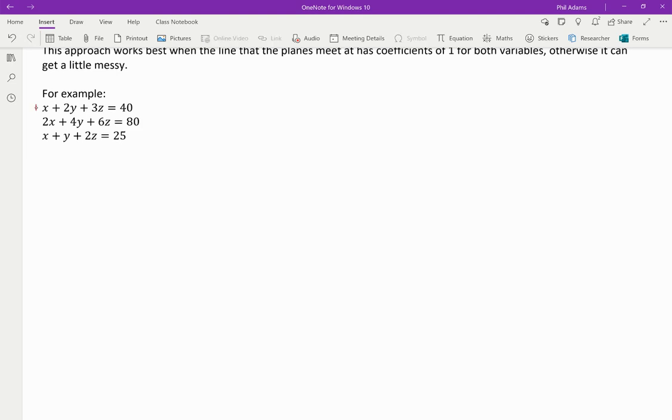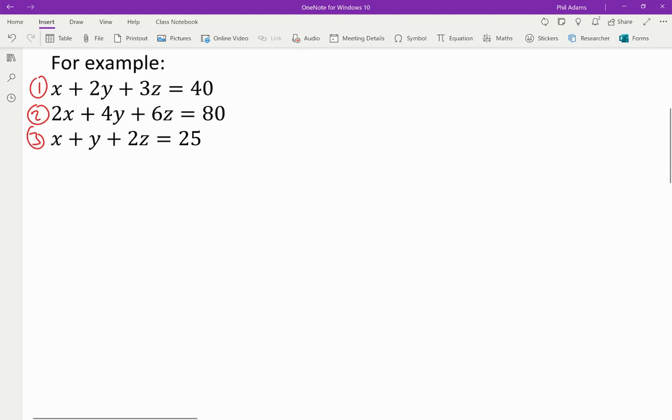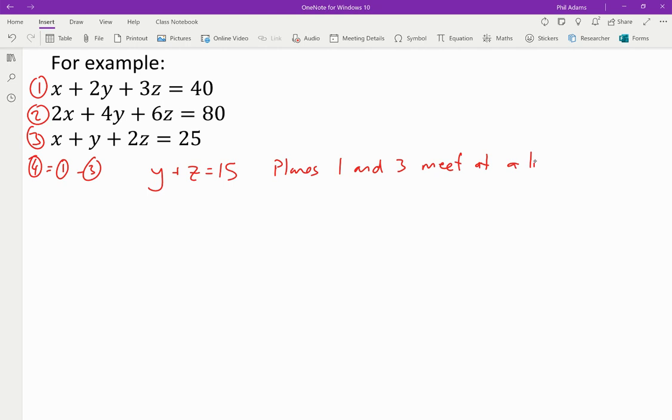So I'm just going to number the equations to begin with. In fact, I might even zoom a little bit so you can read more easily. And I'll create a fourth equation here by, let's say, equation 1 minus 3. So we'll find out where those two planes intersect. So we'll get y plus z equals 15. So we know that planes 1 and 3 meet at a line. So we'll establish that much anyway.